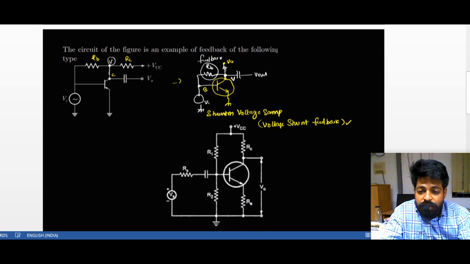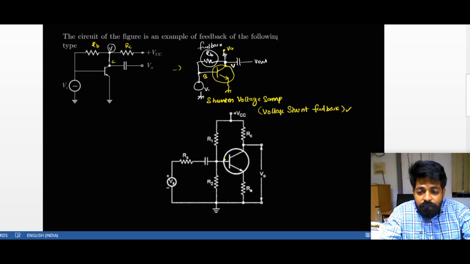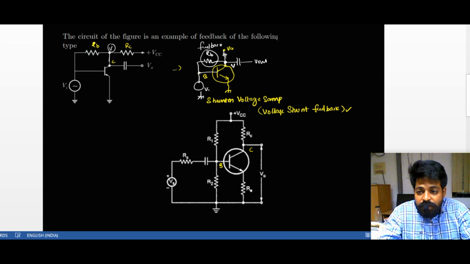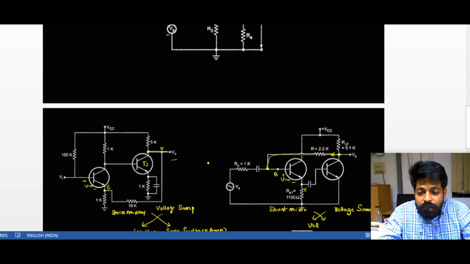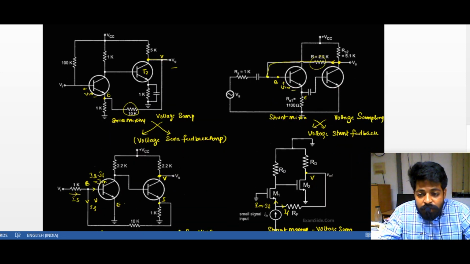And the final one is this common emitter amplifier, where you give the input at the base terminal and take the output at the collector terminal. Now we don't have a dedicated feedback network over here. Previously this was my feedback network, but in this circuit there is a dedicated feedback branch here as well.